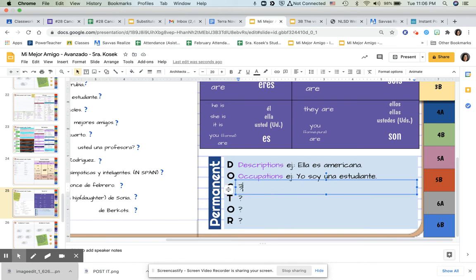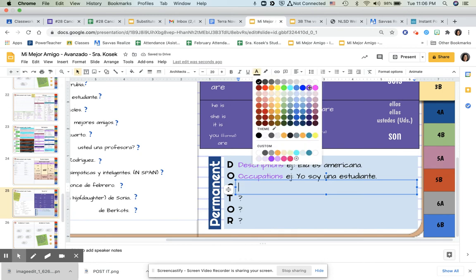And again, that's permanent. Think about that. Descriptions, saying that someone's American, that doesn't change. Saying that someone is tall, that doesn't change. Saying that someone is Maria, that doesn't change. So those are more permanent things. Okay, now moving on to the letter C. The letter C is one that you guys should totally remember. It is characteristics.